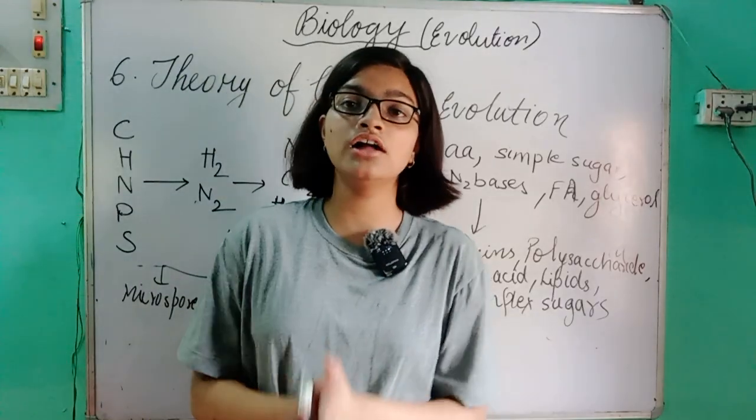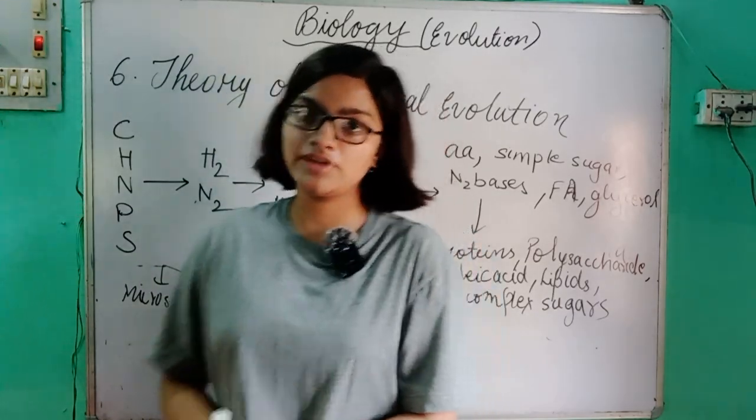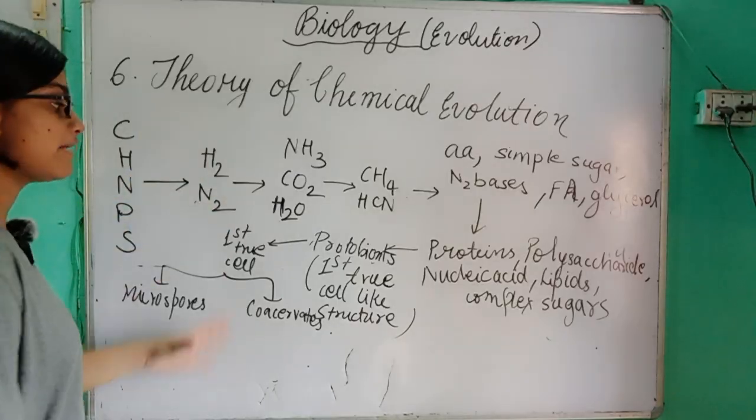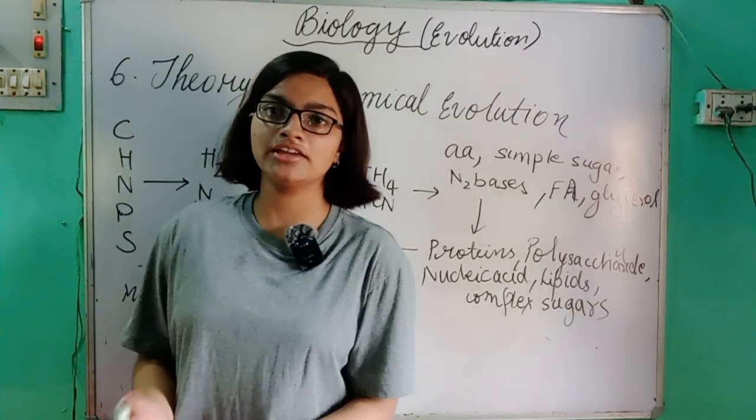So, these were all the theories of origin of life. There's an experiment which proves the theory of chemical evolution, given by Miller and Urey. We will see that in the next class.